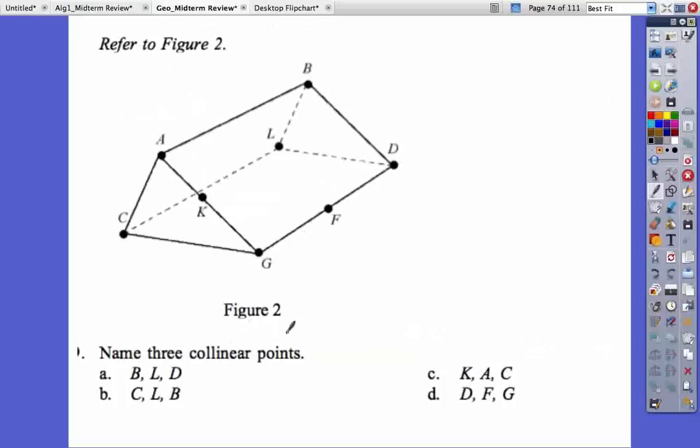Name 3 collinear points. B, L, D are not on the same line. C, L, B are not on the same line. K, A, C are not on the same line. D, F, G are on the same line. My answer is D.